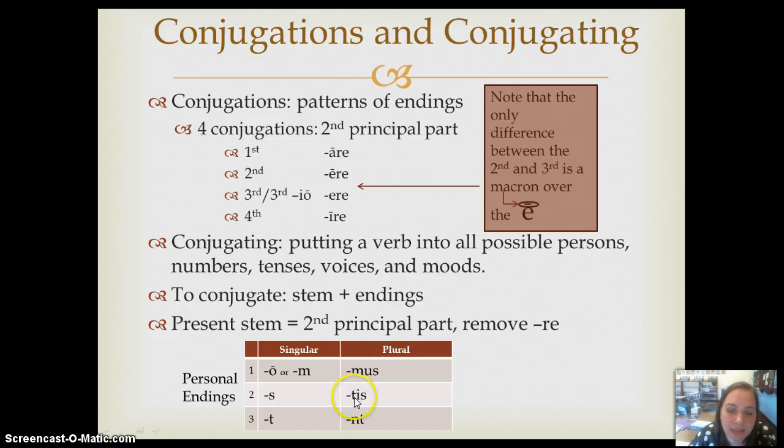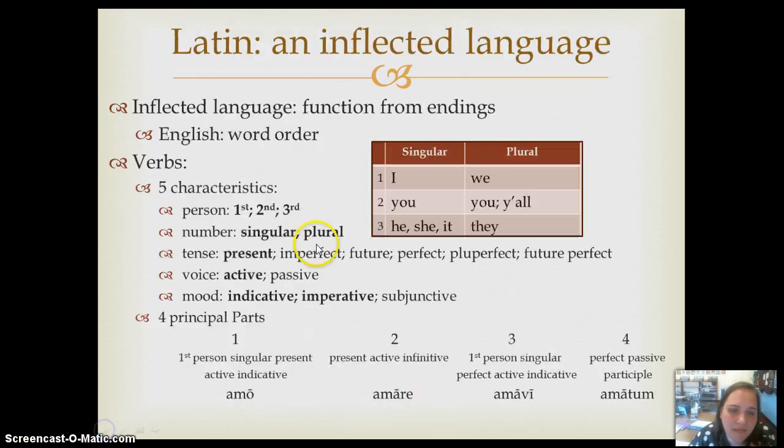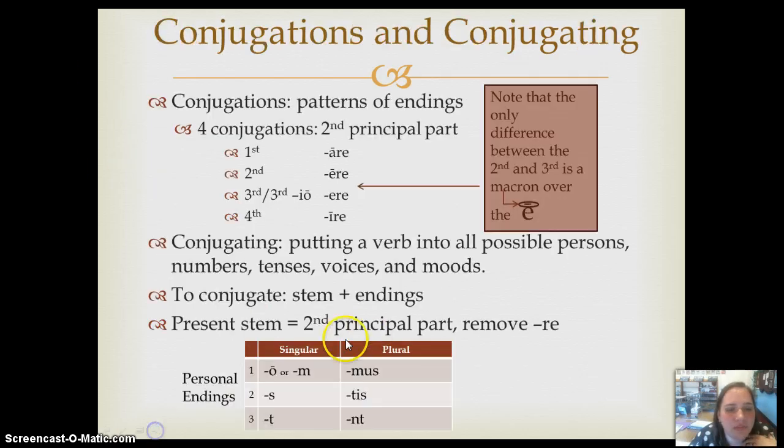s, t, mus, tis, nt. Now let me also just clarify one quick thing. The first person singular present active indicative is in fact, as we saw on the previous slide, the first principal part. So what you need to form the second and third singular, first, second, and third plural is the present stem plus these endings, okay?